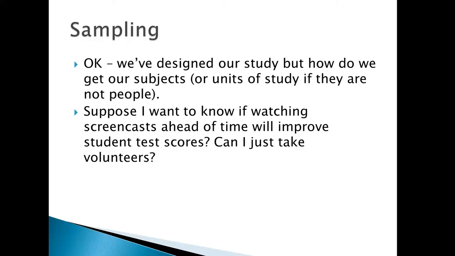Okay, so we've talked about the different kinds of studies briefly and some of the pros and cons of the two major kinds. But how do we get our subjects or units of study? Suppose I want to know if watching screencasts ahead of time will improve student test scores. Can I just take volunteers? Well, that violates the randomization in an experiment. The students who are highly motivated to succeed in the class are the ones who are going to volunteer to watch these boring screencasts before coming to class. So that's probably not a good method.